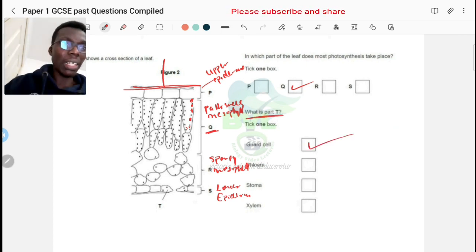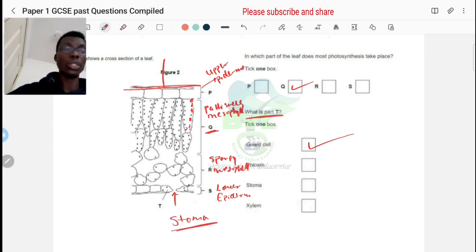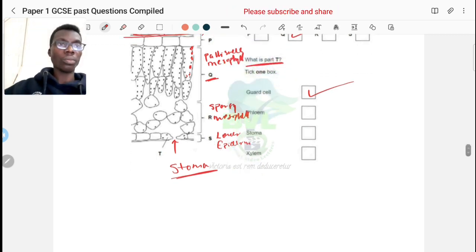So it says, what is T? T is the guard cell, and this hole is the stoma, singular. If it was 2 or more, it's going to be stomata. All right.